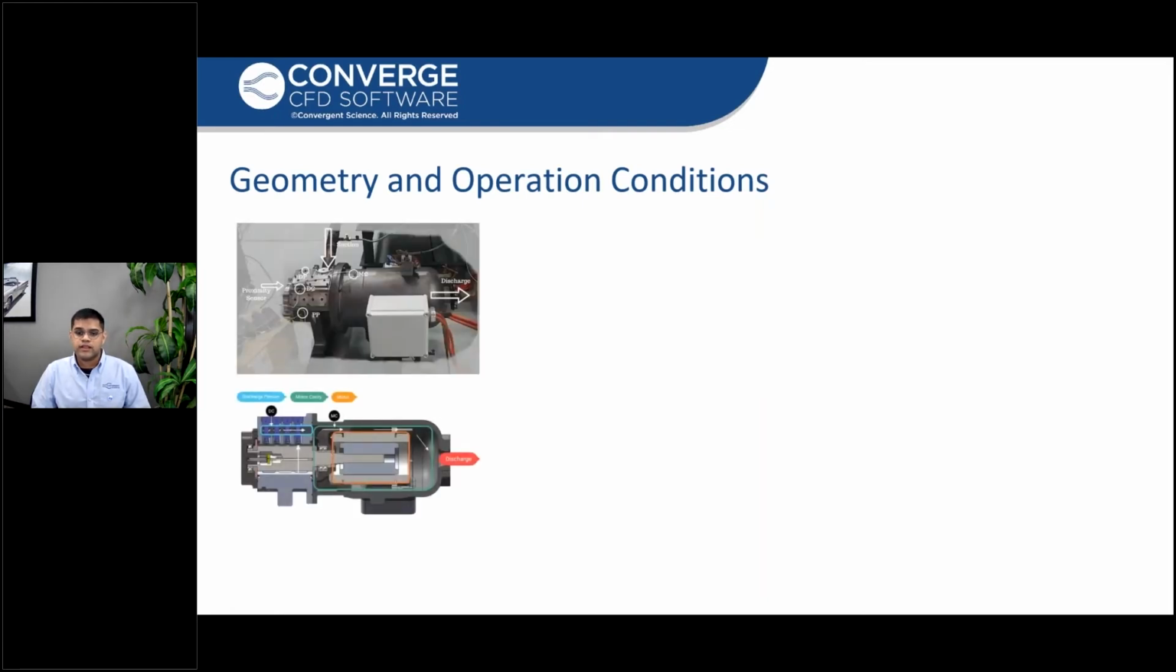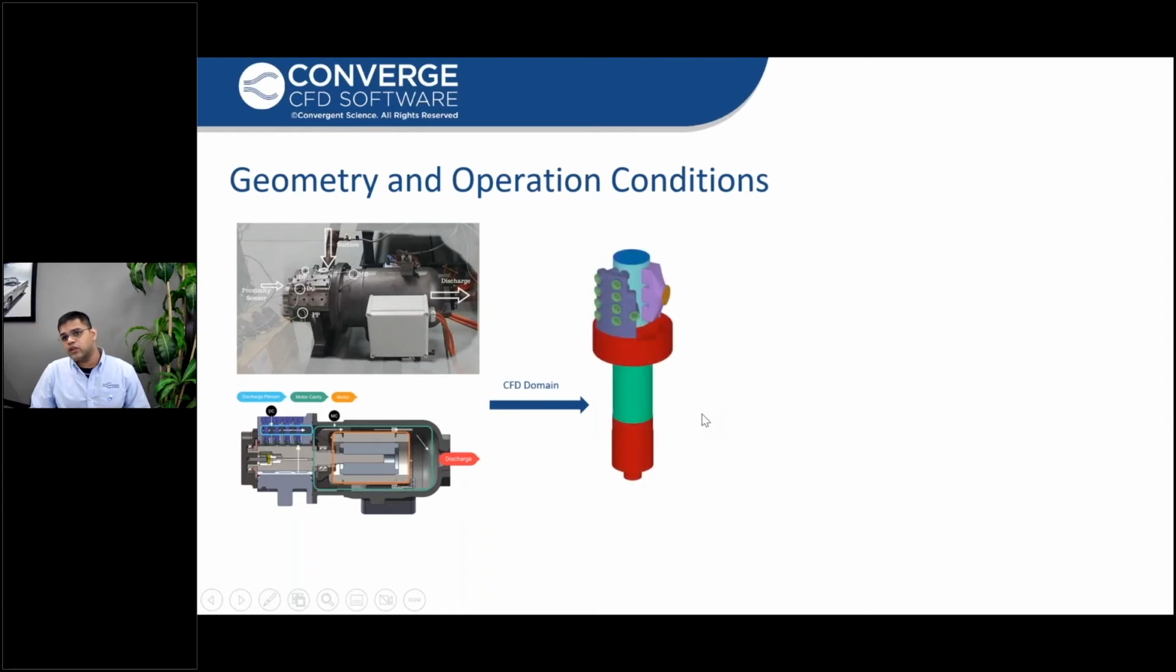So here is a schematic diagram on top left of the experimental setup, which was used to measure the data. You can see there are a few different pressure sensors and the proximity sensor, which are used to measure pressure and volume, and finally used to create an indicator diagram for this compressor. And on the bottom left, you can see there is an internal schematic of this compressor. So based on this, we can extract the CFD domain using the CAD file.